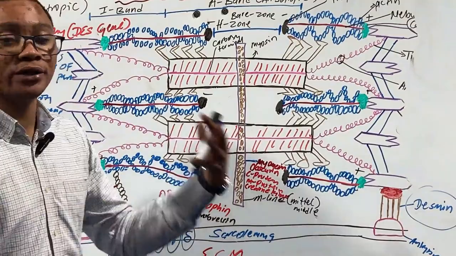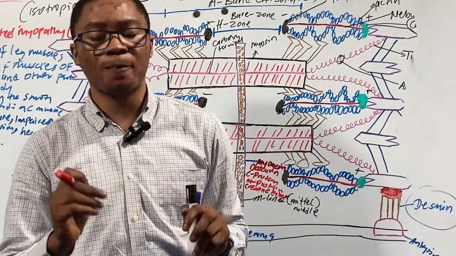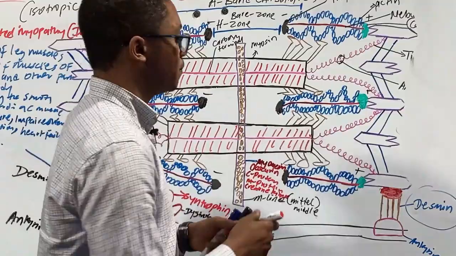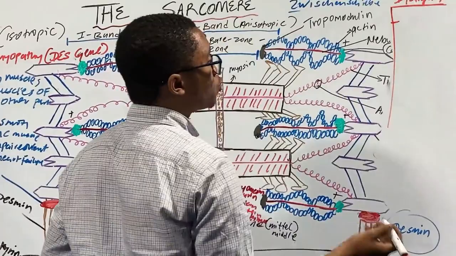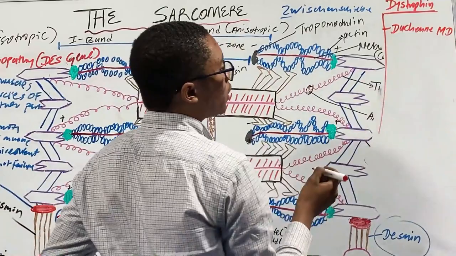So muscular dystrophy, there are different types of muscular dystrophy. I'll be going over different types of muscular dystrophy. I'll be listing them, but specifically, I'll be talking more about three types of muscular dystrophy. I'll just list all, but I'll talk basically about three of them. First of all, we have the Duchenne muscular dystrophy, abbreviated as MD.